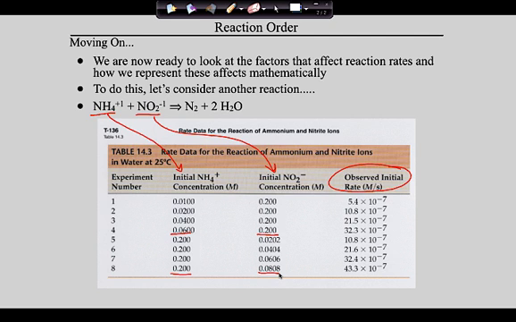Go ahead, Mark. Well, if you look at the difference in initial NH4 in trials 1 and 2, it's doubled. Look over at the rate. It's also doubled. Did you guys pick up on that? Doubling the concentration doubled the rate. Does that relationship continue to extend? For example, trials 1 to 3, what have we done to the concentration? Quadrupled it. What happens to the rate? It also quadruples. Now we're starting to see things.